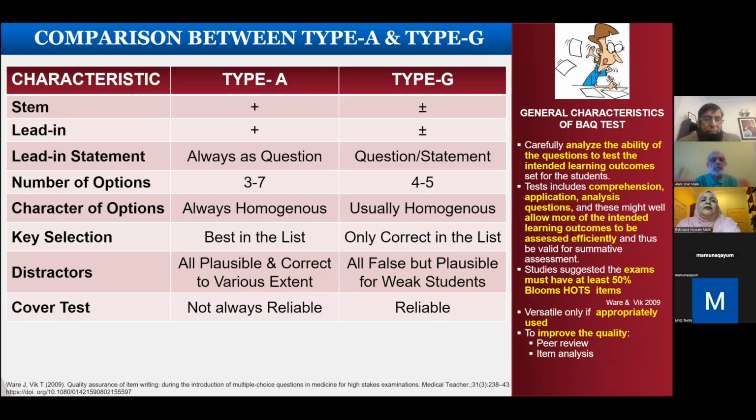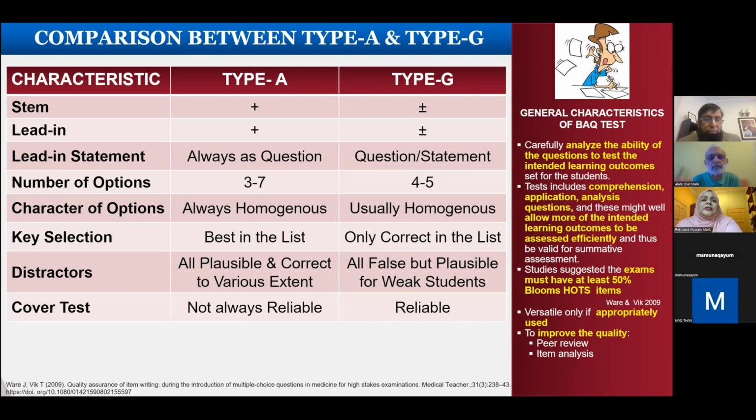Okay, so if we compare the type A and the type G, the stem in the type A is always there, but for the type G, it may or may not be there. The lead-in is always there for the type A; for type G, it may or may not be there. Lead-in statement is always a question. I'm repeating this because sometimes we just write a statement over there and make it a best answer question. It is not.